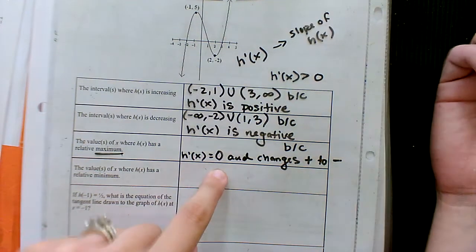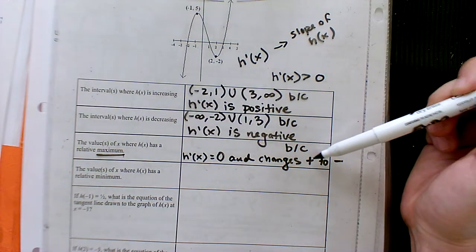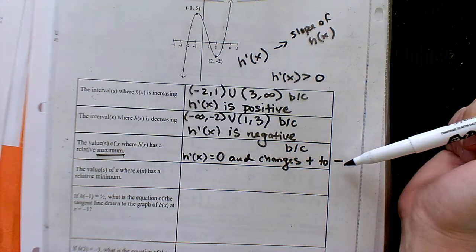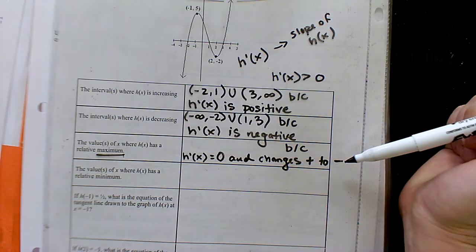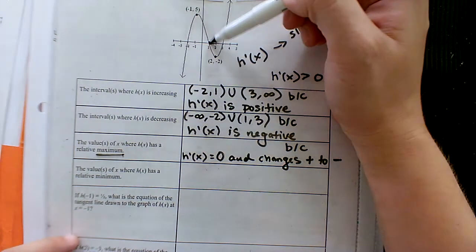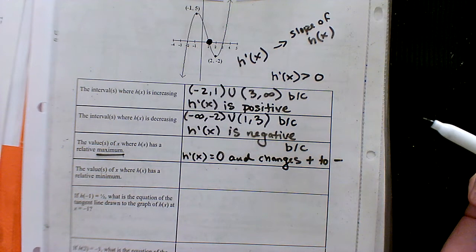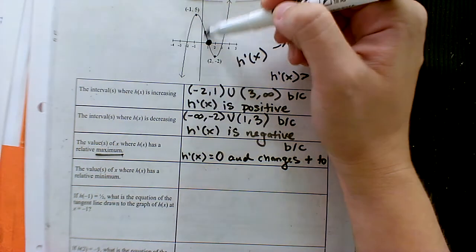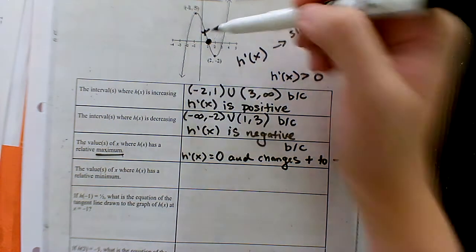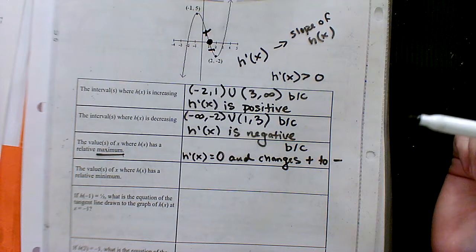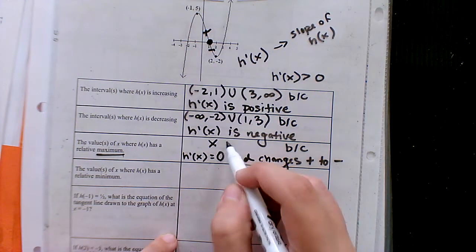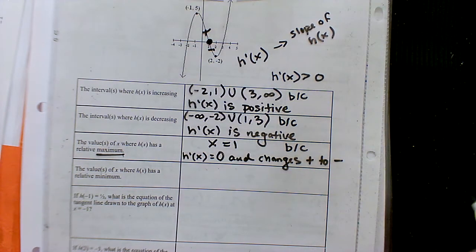Where is this graph equal to 0, but also changes from a positive value to a negative value? Yes? 1, good. So you equal 0 because you're on the x-axis, but notice how before that point you're positive because you're above, and after that point you're negative because you're below. So we'll say x equals 1. That's a specific spot.